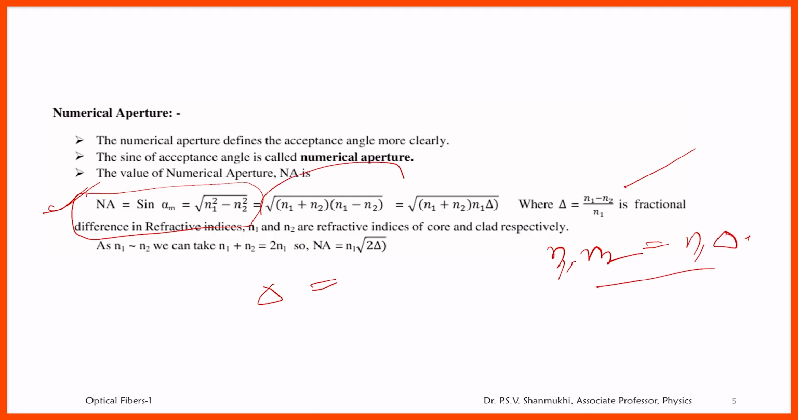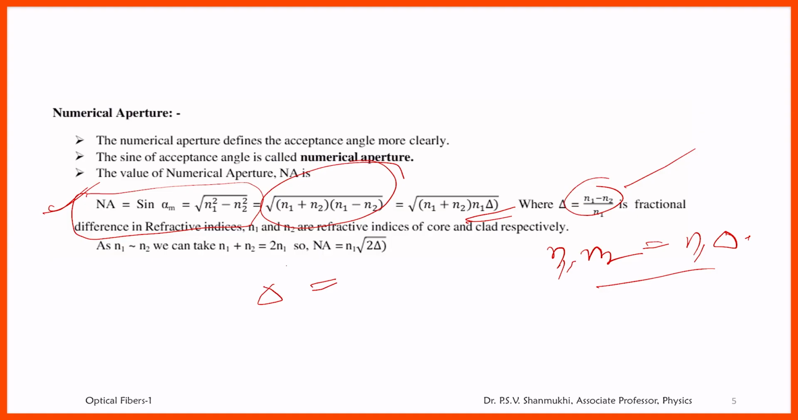Actually, here root over N1 square minus N2 square means N1 plus N2 into N1 minus N2. N1 minus N2 is written as N1 into delta, and N1 plus N2 can be taken as 2N1. Why? Because the difference between N1 and N2 is very, very small. N1 is 1.5, say for example, N2 is 1.499, something like that, a very small difference. During the difference, you cannot take it as 0. During the addition, you can take it approximately equal. That's why N1 plus N2 is taken as 2N1, and N1 minus N2 is taken as N1 into delta.